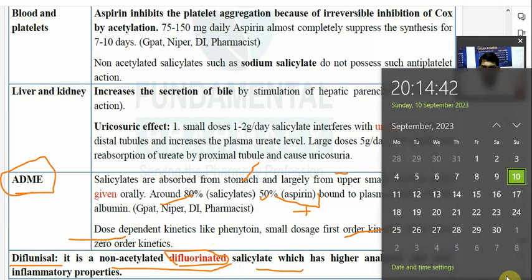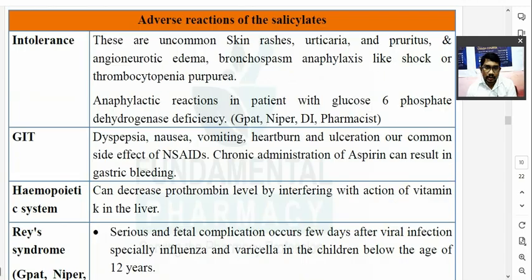The adverse effects of aspirin. First, intolerance: these are nothing but a common skin rash or pruritus, a rash and itching on your skin. Angioneurotic edema, bronchospasm, anaphylactic shock and thrombocytopenia, a decrease in the number of thrombocytes. These are the adverse effects. Also, anaphylactic reactions occur in patients who are deficient in glucose 6 phosphate dehydrogenase. Okay.